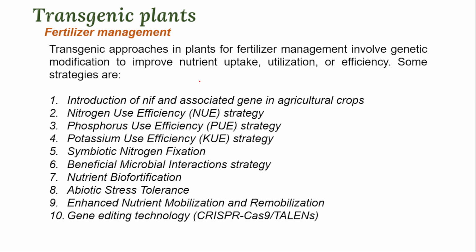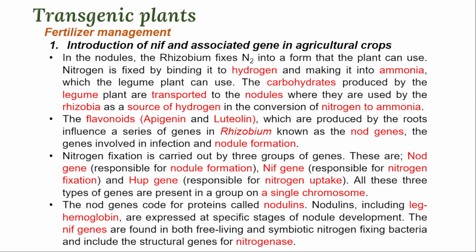And other strategies are there, like nitrogen use efficiency improvement, phosphorus usage efficiency, potassium usage efficiency. So different strategies are used. We'll go one by one. The first one is called NIF gene introduction into the agriculture crops. What is NIF gene, and what is the strategy we can use? We'll discuss in the next slide. So you need to know what is NIF gene and where it is present.